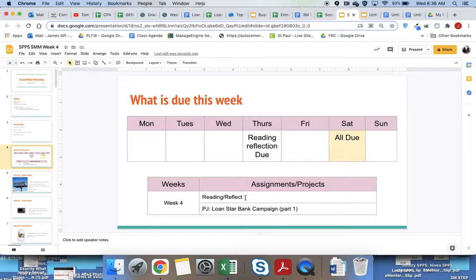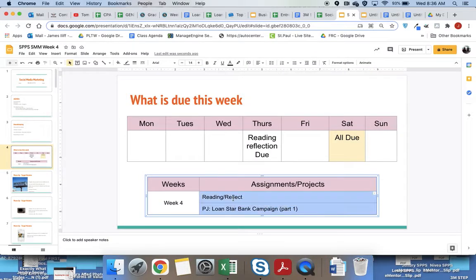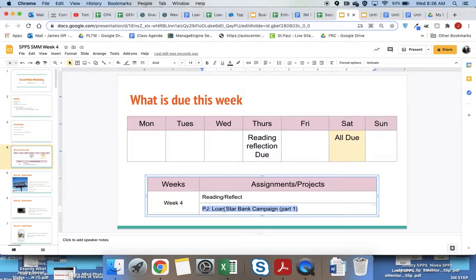We have a reading and a reflection, which you'll find on Schoology. And then we have our project, which is the Lone Star Bank Campaign, and we're going to talk more about that in just a second. But remember that reading and reflections are due on Thursday. And then the first part of your project will be due on Saturday, but you're not going to turn anything in. I'll talk more about that in just a second.